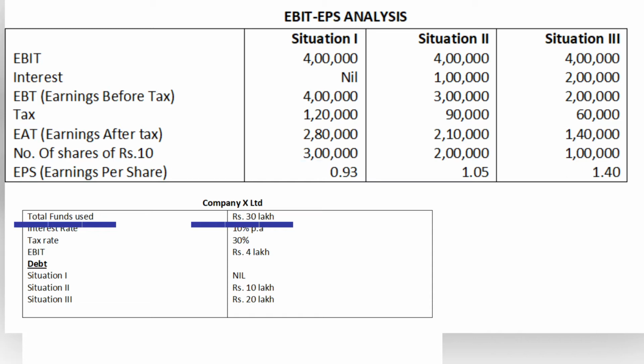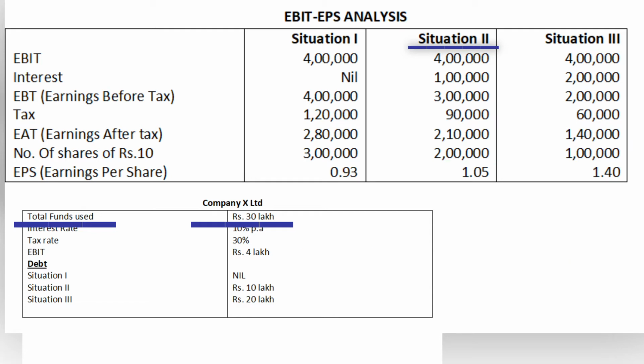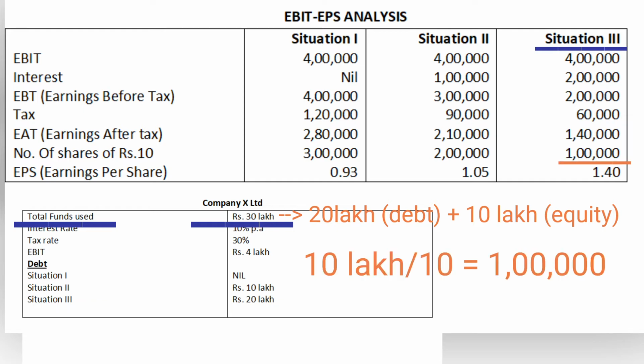In situation number 2, the company used debt of rupees 10 lakh. That means out of total funds of 30 lakhs, 10 lakh was debt. That means the remaining 20 lakh was equity. So 20 lakh divided by 10 gives you the number of shares, 2 lakh in situation number 2. In situation number 3, the total debt raised by the company was rupees 20 lakh, right? Now, out of total 30 lakhs, if 20 lakh was through debt, that means the remaining 10 lakh was financed through equity. So the number of shares would be 1 lakh.